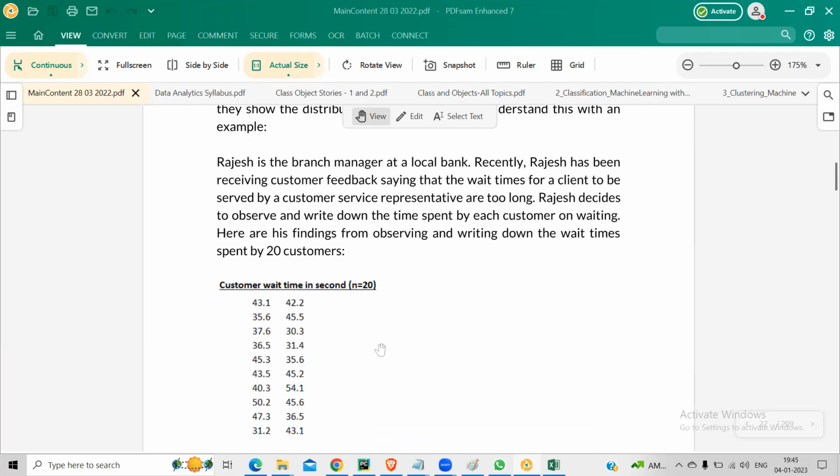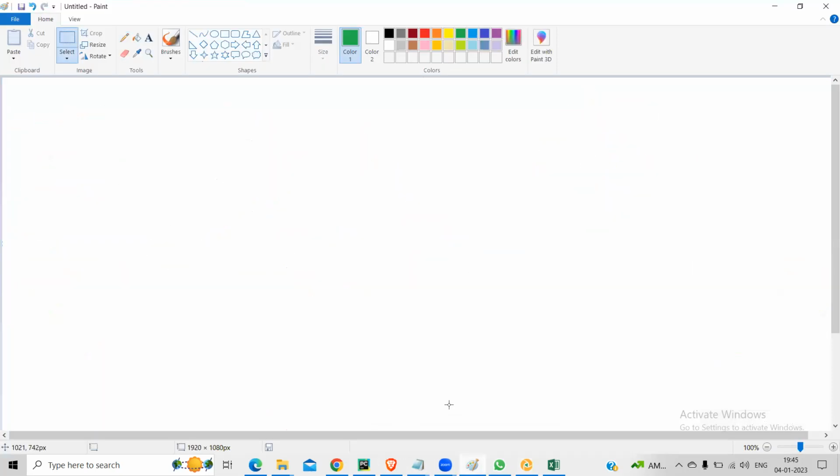Let's say customers are complaining that they have to wait a long time, 30 minutes, 40 minutes to get their chance. Just because they're complaining, you will not start opening a counter, right? You want to measure and see whether it is really worth doing that.